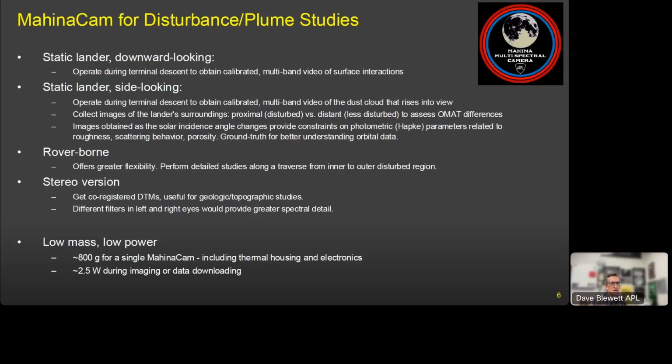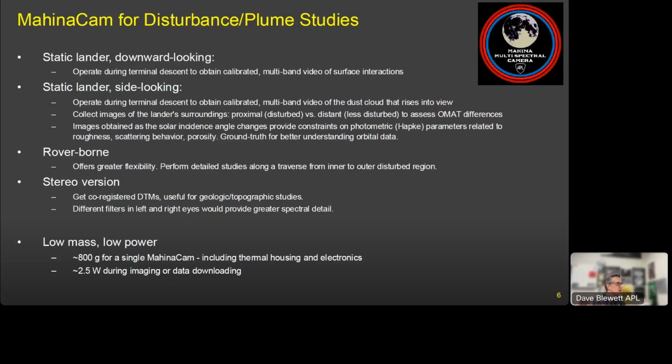And then once on the ground, it can observe the proximal disturbed area and compare that with the optical maturity of more distant areas that are less disturbed. And then by making photometric observations, that is, as the sun moves and the phase angle changes, the data can be processed with fits to Hapke models to extract parameters that are related to things like the macroscopic roughness angle, the scattering behavior of the surface, porosity, and so forth. And I think that's important ground truth for better understanding orbital data of a variety of geological processes all around the Moon. Whether it's splotches, fresh crater ejecta, IMPs and pyroclastics, all things that we'd like to understand more about the nature of texture changes and how they show up in remote sensing.